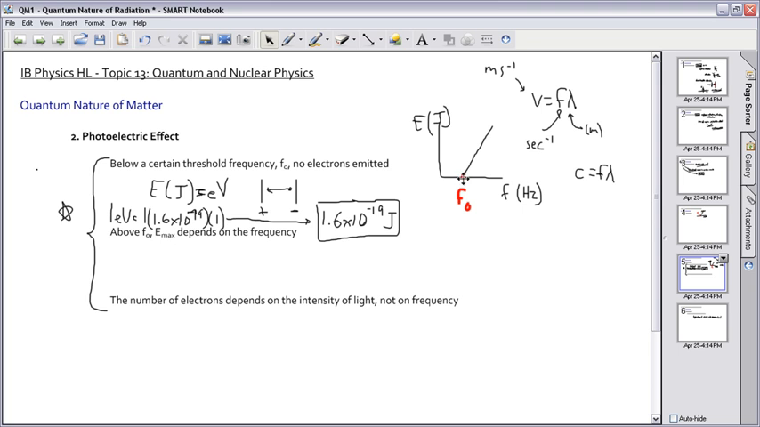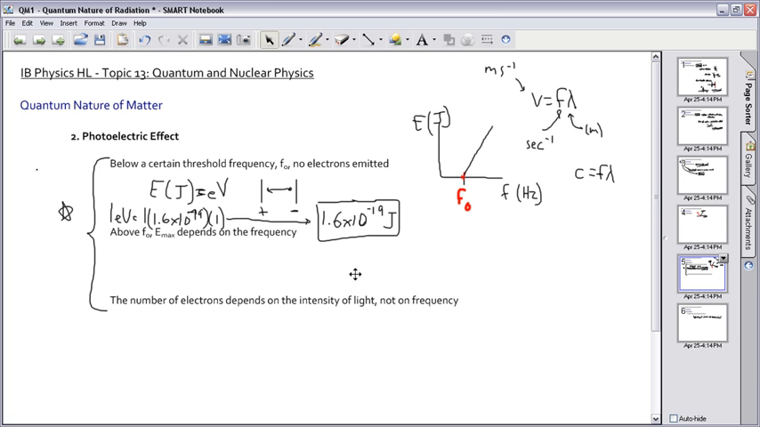That just means that as you get bigger frequency, once it has started, so to speak, more frequency means more energy of the electrons. More frequency, more energy. In other words, they're going faster. Now, the number of electrons depends on the intensity of light, not the frequency. In other words, if you want more electrons to come out, you don't have to increase the frequency, you just increase the intensity of the light.